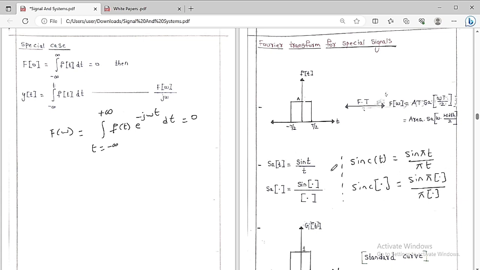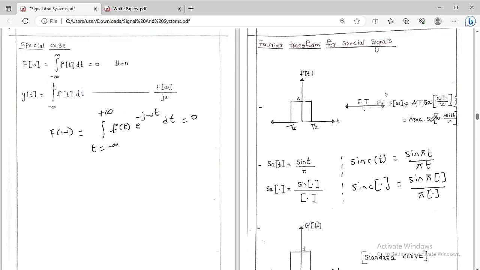Same thing we are going to get. So Sa of t is equal to sin t by t, and Sa of a dummy variable is equal to sin of the dummy variable by the dummy variable. And sinc of t is equal to sin pi t by pi t. Sinc of a dummy variable is equal to sin of pi into the dummy variable by pi into the dummy variable. So these two formulas you always have to keep in your mind.